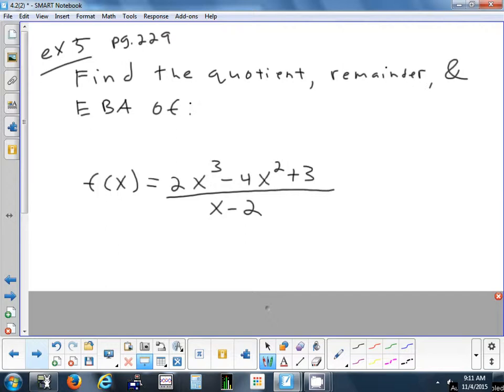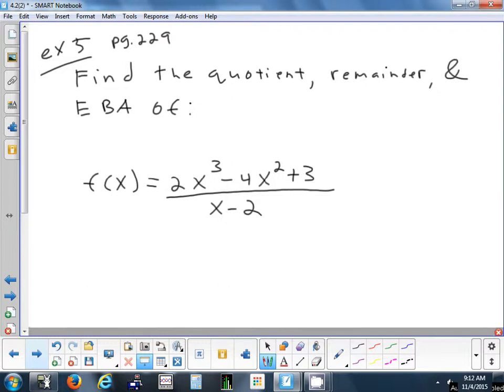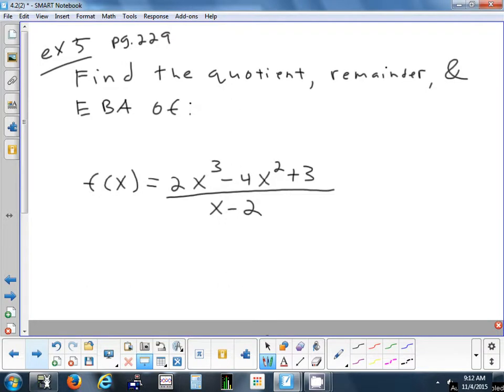So let's find the quotient, remainder, and end behavior asymptote of this. Well, if you can find the quotient, that is the end behavior asymptote. They're the same thing. Okay, is this one I could do synthetic division on? Yep, and what number would I put outside? 2. What comes after the minus sign? And what would my numbers on the inside be? Yep, Cheryl? 2, minus 4, 0, and 3. Good. So she remembered that 0, we've got to put that in as well.